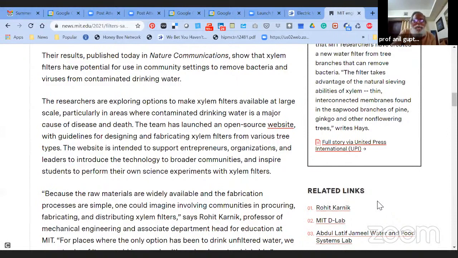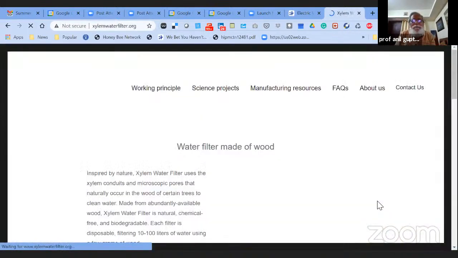They have made an open website with guidelines for designing and fabricating xylem filters from various tree types, and any entrepreneur, any organization can use this. It's an open source solution. You understand? It's a DIY solution. They have given the entire technology on the website. Anybody can go to the website and look at it.